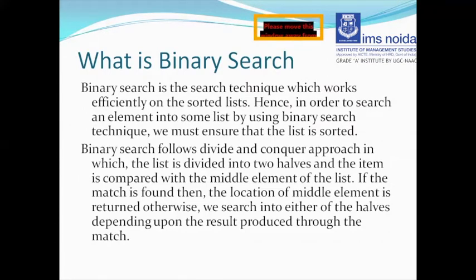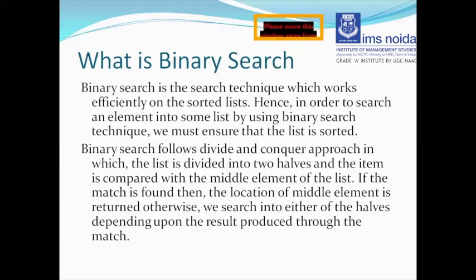Binary search actually follows divide and conquer approach. After getting a sorted list, what you have to do is implement binary search following divide and conquer approach, in which the list will be divided into two halves. List दो parts में divide हो जाएगी, and the item is compared with the middle element of the list. दो parts में कैसे divide होगी?